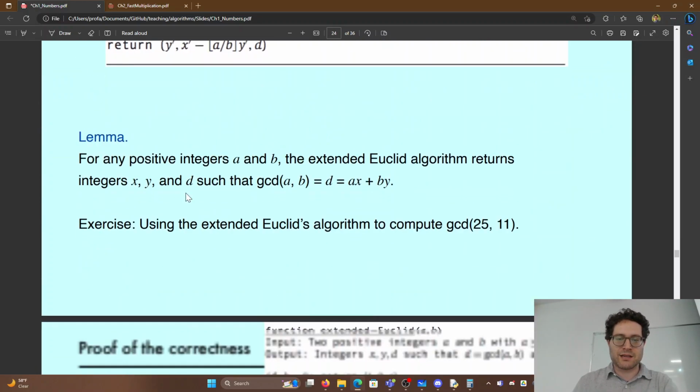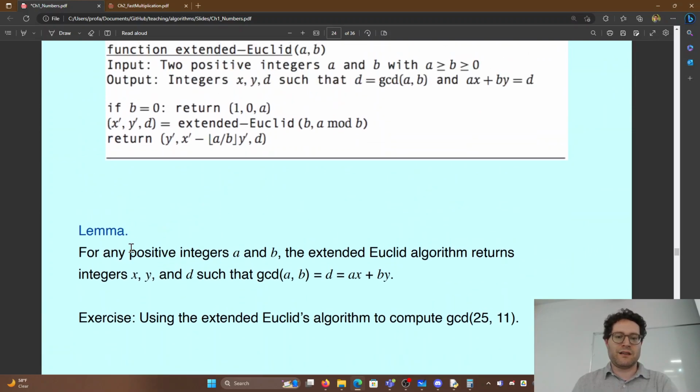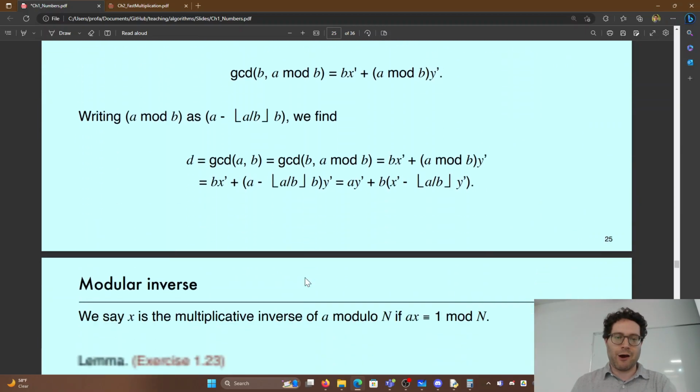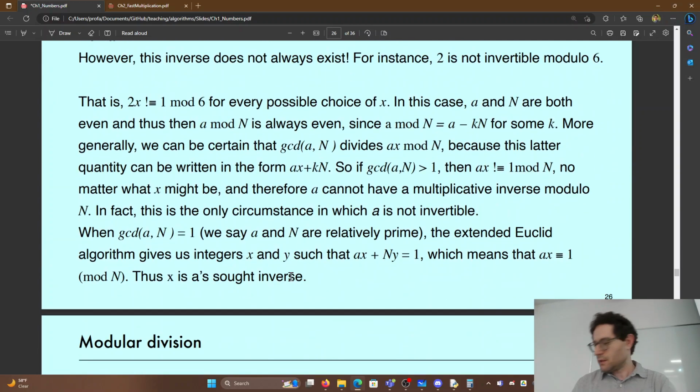What that can give us is an answer to a formula. It gives us some number D, the greatest common divisor, and it gives us that in a formula, which is AX plus BY. Why in the world would we want that? Great question.